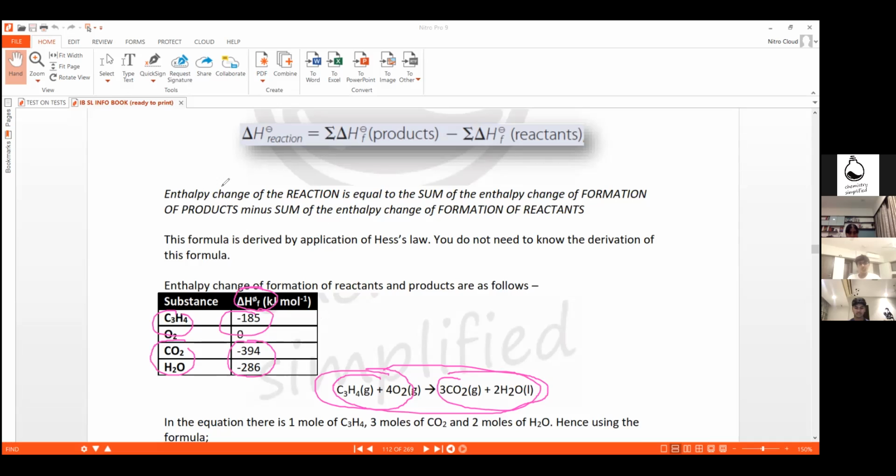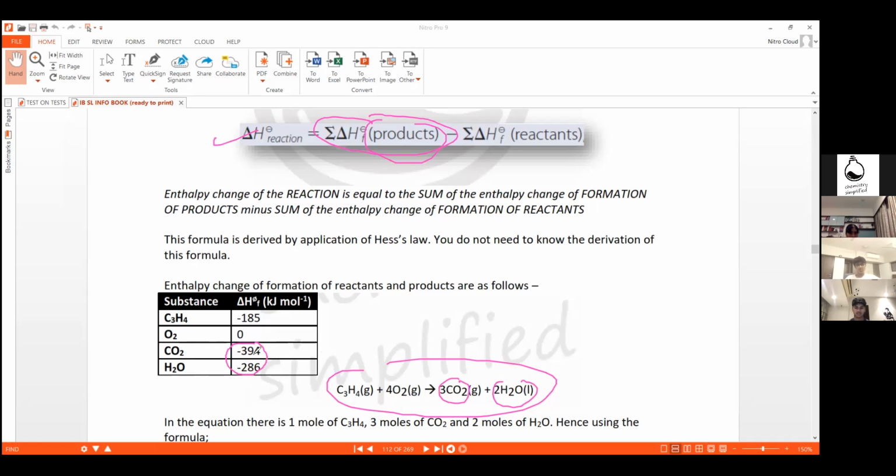So there are three methods by which you can find out that enthalpy change of reaction. First, we are using the formula. The formula says that to find the enthalpy change of this full reaction, you need to add the enthalpy change of formation values of the products. So in the products I have 3 carbon dioxide and 2 water. These are the enthalpy change of formation values of the products, but this is for only 1 mole of the product.